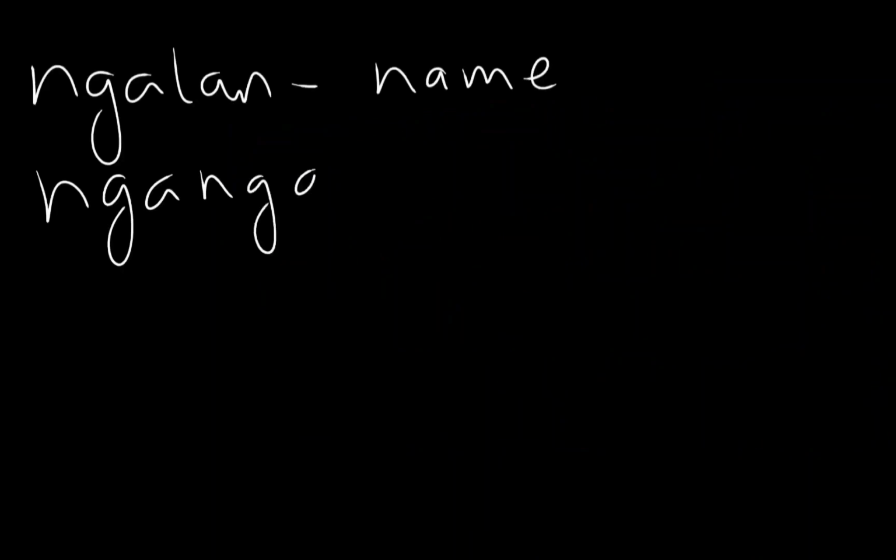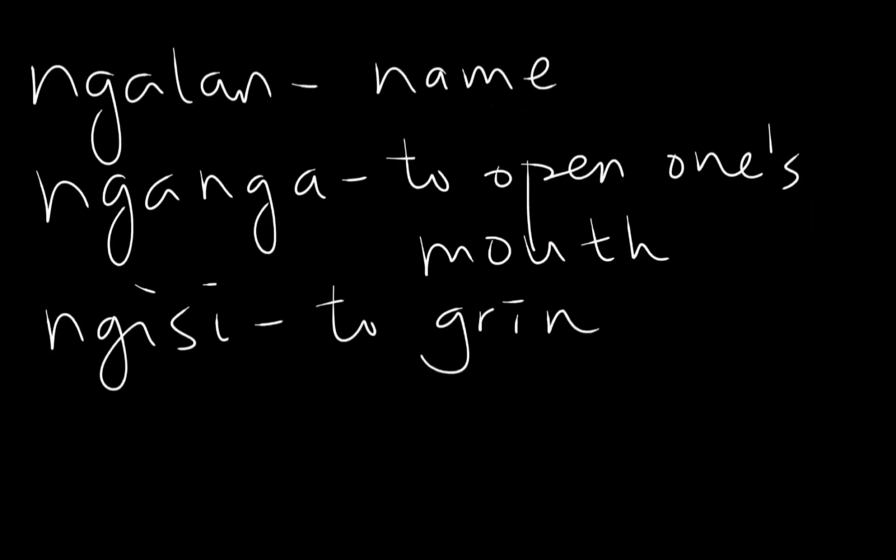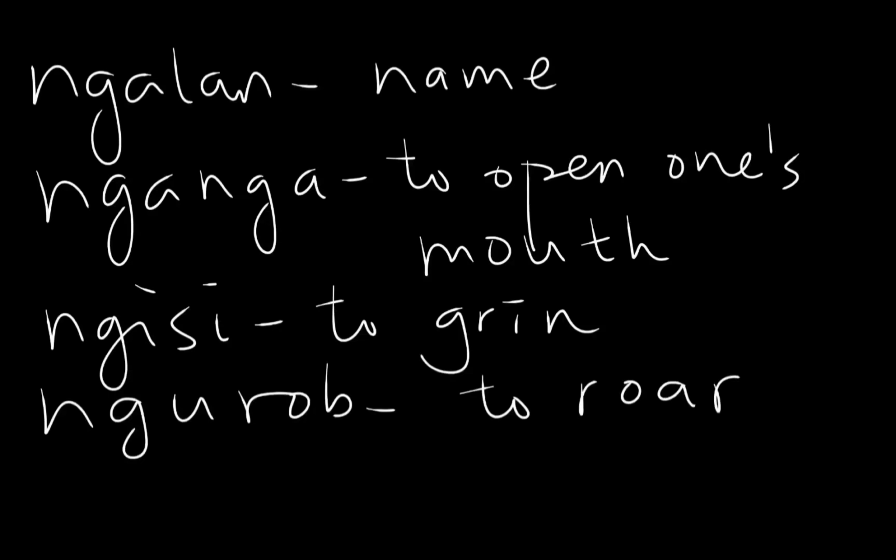And speaking of practice, let's study these words as practice examples. The first one we have here is ngalan. Ngalan, meaning name. Ngalan. So the consonant nga is at the beginning of the word ngalan, followed by the vowel a, making the sound combination nga.